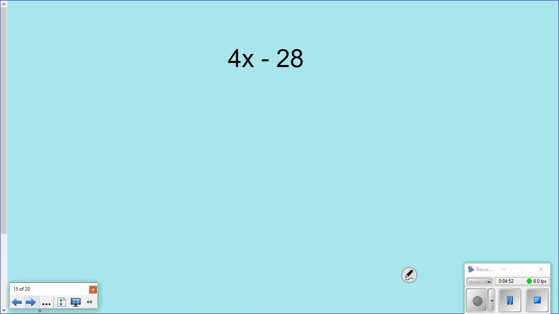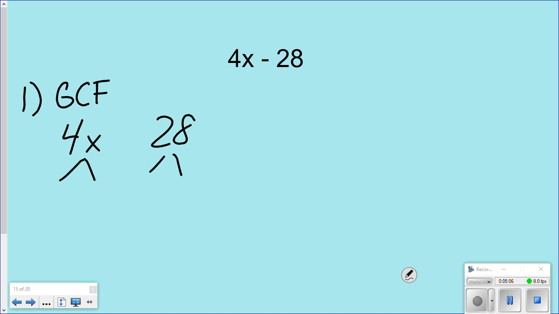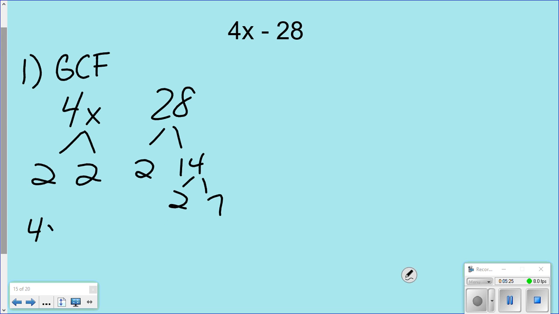Let's try another example. Okay, here's another example: 4x minus 28. First thing you have to do is find the GCF. If you need to, make the tree. If you need an example in your notebook, this would be a good one. Don't just sit there and try to do it in your head, because then you're going to get down the road and say, I don't even know what we did. So get something in your notebook. This is an example of what you were just asking me about, Landon.